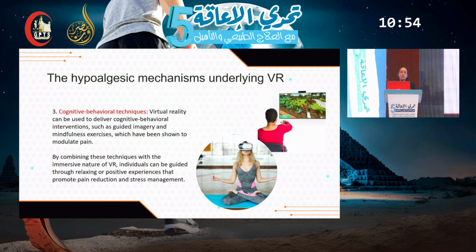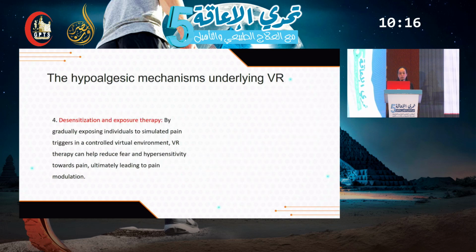Third mechanism is cognitive behavioral technique. In addition to making an interesting environment which distracts the brain from focusing on pain only, it also provides a relaxing environment. This relaxing environment can facilitate changes of negative information and negative thoughts of pain into a positive experience, such as occurs with guided imagery and mindfulness exercise.